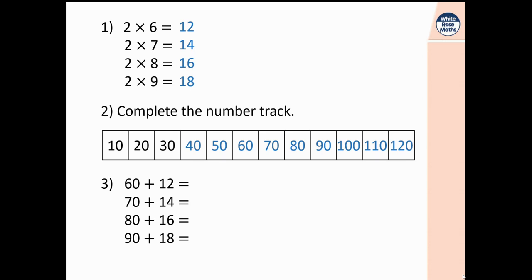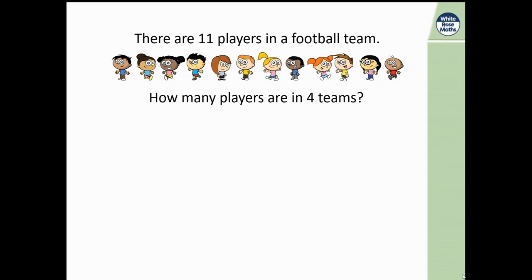Okay, let's see how you got on with these additions. So I could use my place value additions here because I've got nothing in the ones column, haven't I? So I could have just added on the ones without having to do too much work. Okay, let's have a look at this question here.